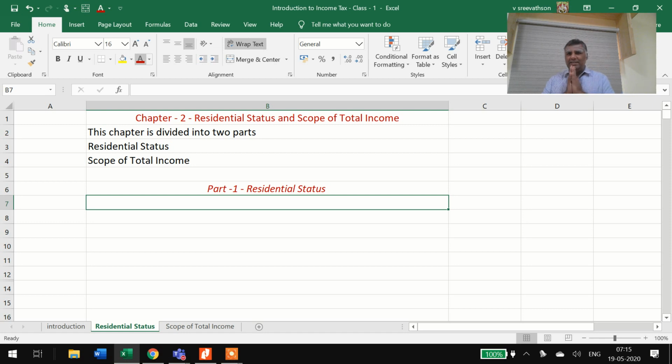Residential status. That is part 1 of our discussion, which is residential status. In part 1 of our discussion, we are looking into residential status.